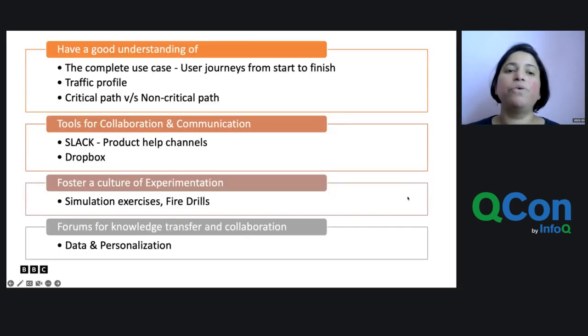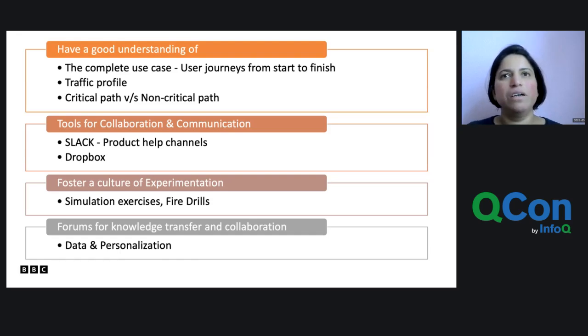As I've said before, you definitely need to have a good understanding of your complete use case, user journeys from start to finish. In big organizations, there are often so many teams, and these teams tend to operate in silos. You tend to just work within the bounds of your team, and hence there is a lot of information and context that's lost.